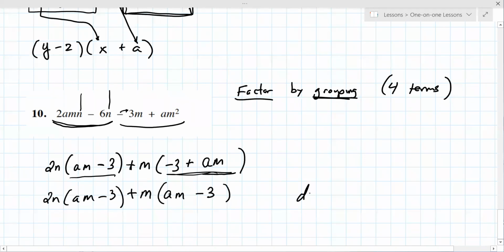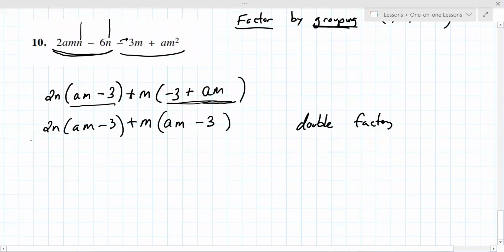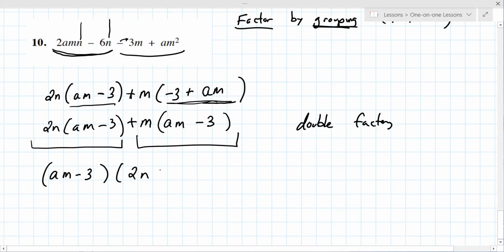Now this is where the double factoring comes in because you've got to do it again, or factoring twice. What is common to both of these? What do they both contain? Parentheses. Yeah, the thing in parentheses, am minus 3, and then you just bring down the other stuff, 2n plus m.